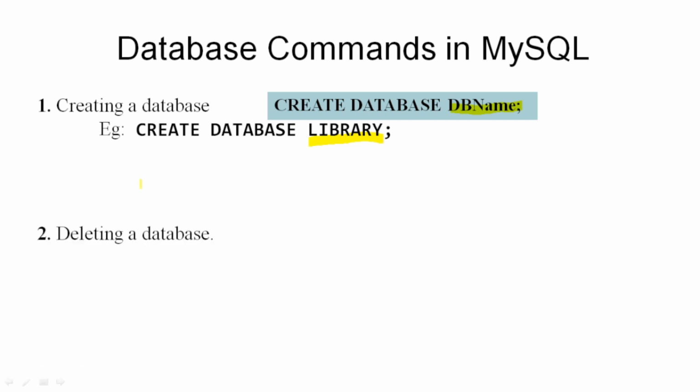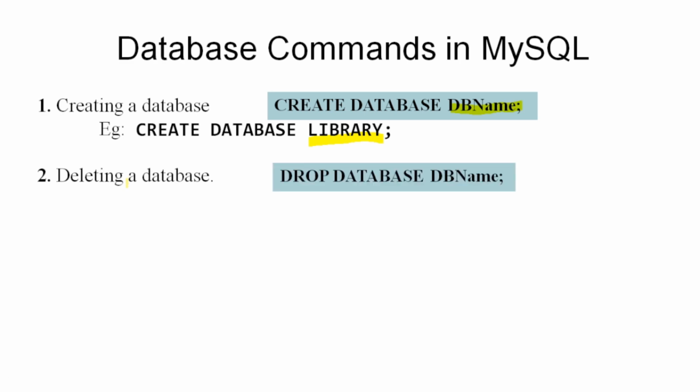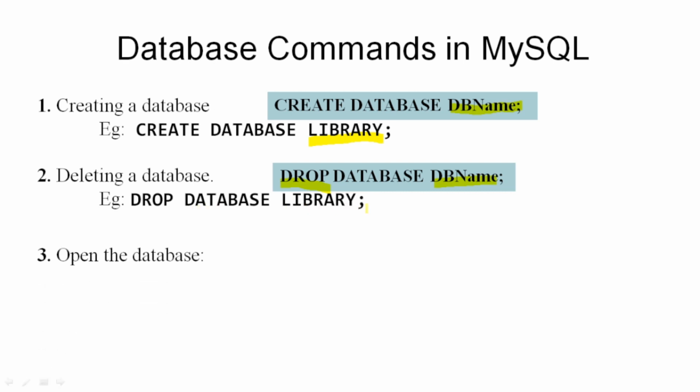Next command is deleting a database. If we want to delete a database, we can delete it by using the drop database command: drop database followed by the database name. For example, in order to delete the database library, we can use the command drop database library.